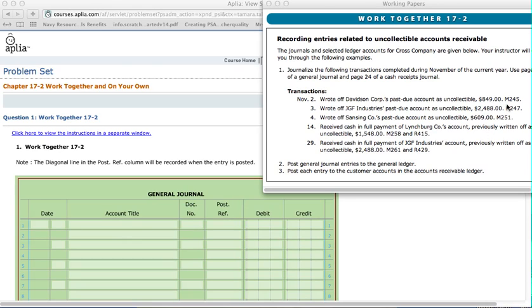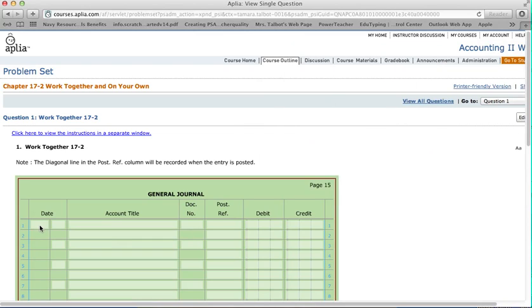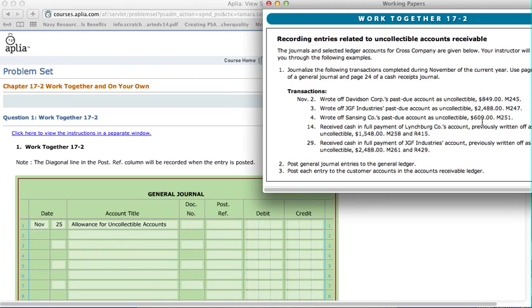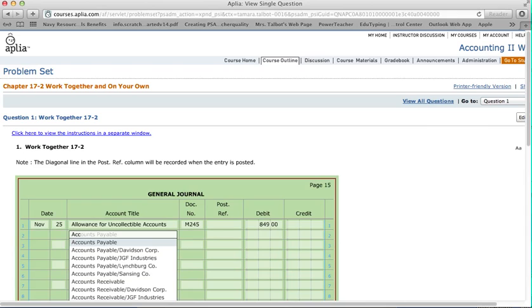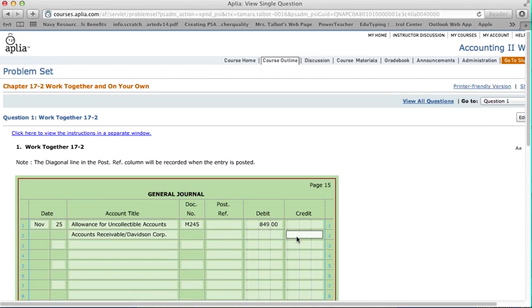These will go in the general journal when it's a memorandum. So we'll put November 2nd, and we are going to write off the account. The account we debit is allowance for uncollectible accounts. The document was a memo 245, and it was for 849. And then we will credit accounts receivable, Davidson Corporation, for the same amount.